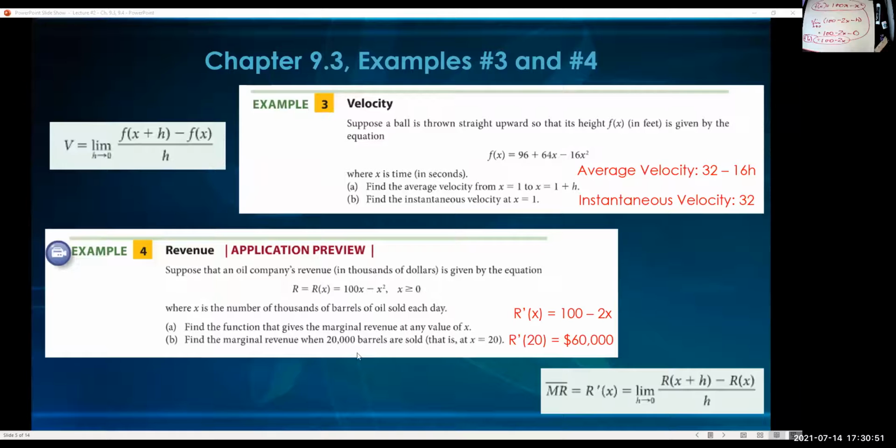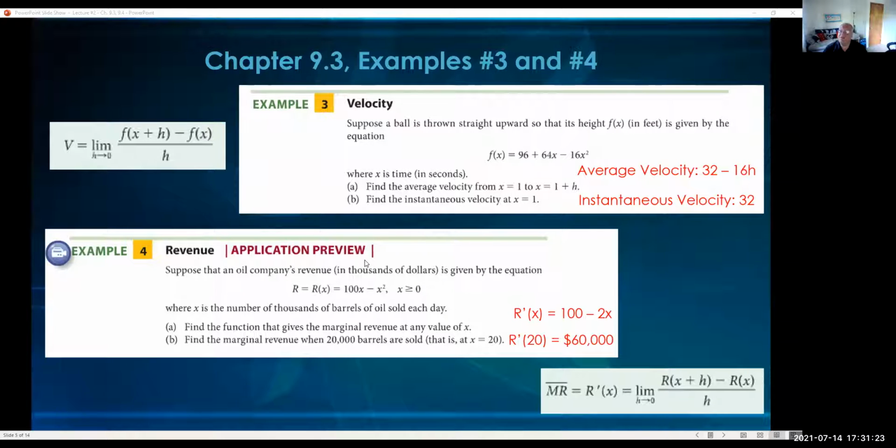So what are we supposed to do? Well, our answer, like we said, is 100 minus 2x. Then part B of this question says, now find the marginal revenue when 20,000 barrels were sold. All you've got to do now is take the number 20 and put it right into that function you just found. So take 100 minus 2x, replace x with 20, and figure out the answer. You're going to get 40. I'm sorry, you're going to get 60. And then remember, it's in thousands, so $60,000 is the solution.